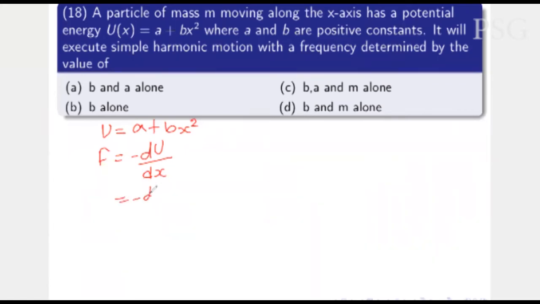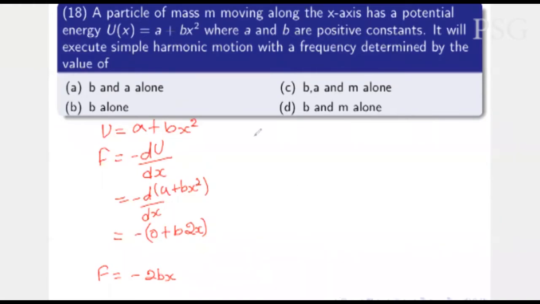Minus d by dx of what is U? A plus bx squared. So the derivative should be taken with respect to x. The first one is constant a, so that is 0, and it is minus 0 plus b, which is a constant, and the derivative of x squared is 2x. So we have force F equals minus 2b into x.